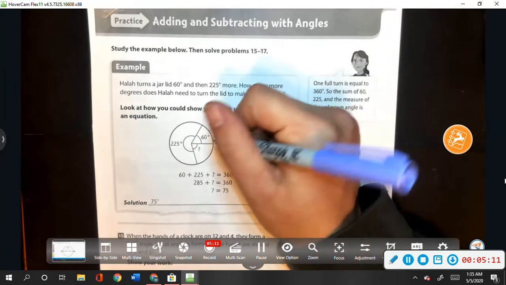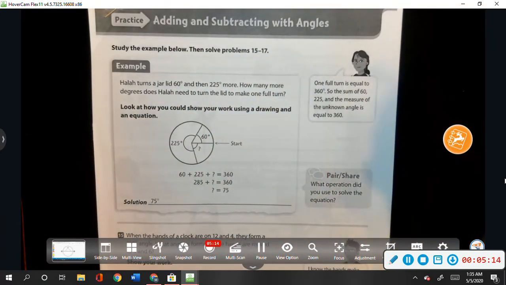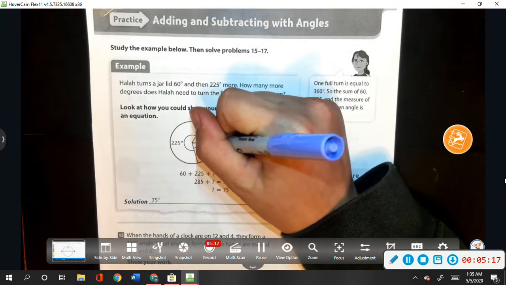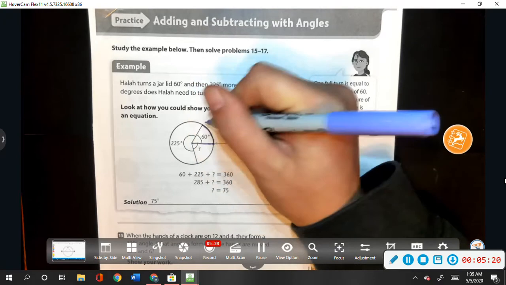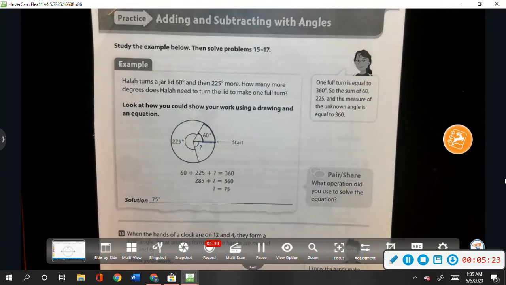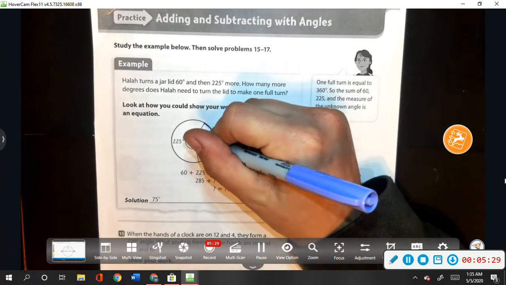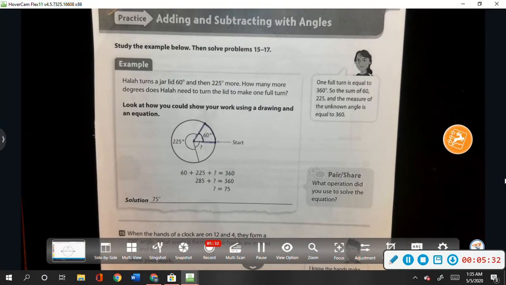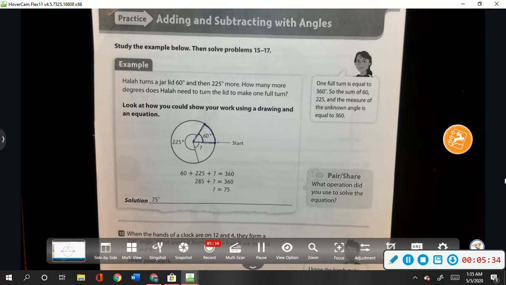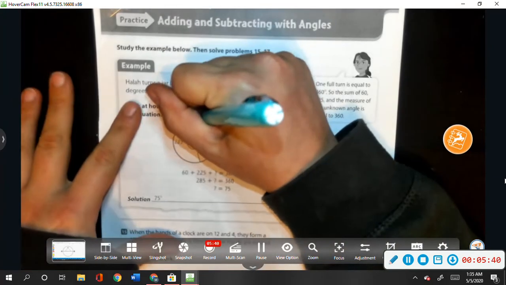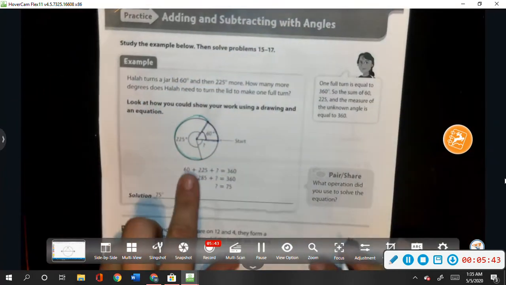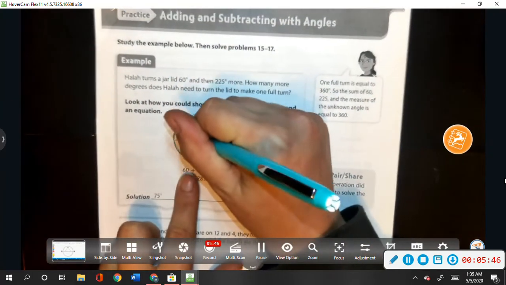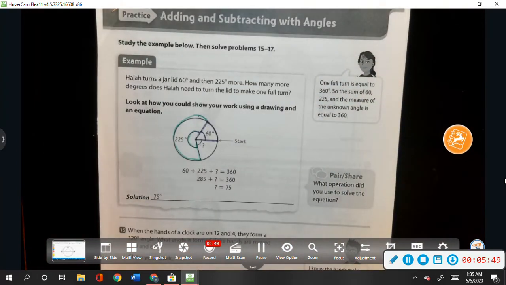So when she started opening the lid, picture it like a pickle jar, and you start opening it, it's always hard to start opening it to begin with, so you only usually get that first little turn in, and then it starts loosening up. So that first turn was 60 degrees. And then after she got the pickle jar loose, she got it the rest of the way to here, and that was at 225 degrees. Now they want to know this angle right here.